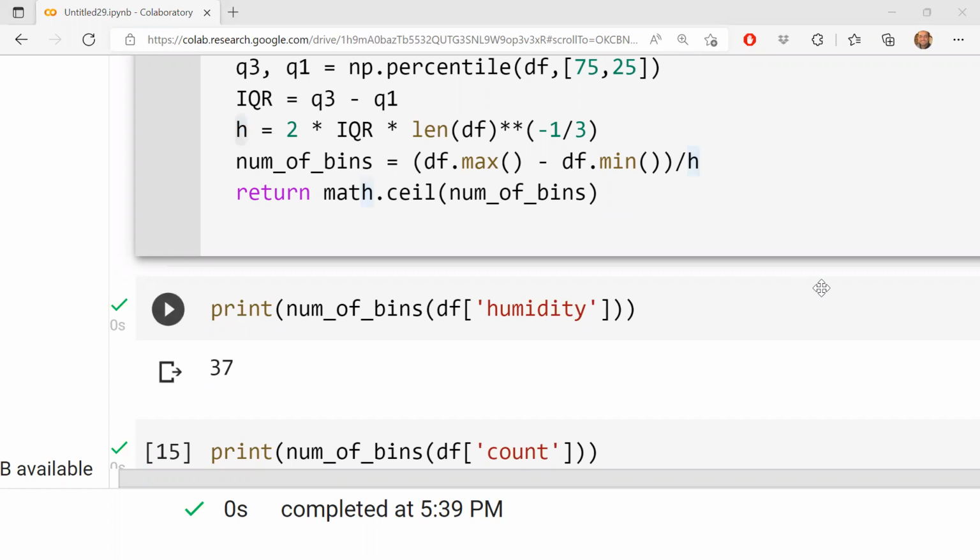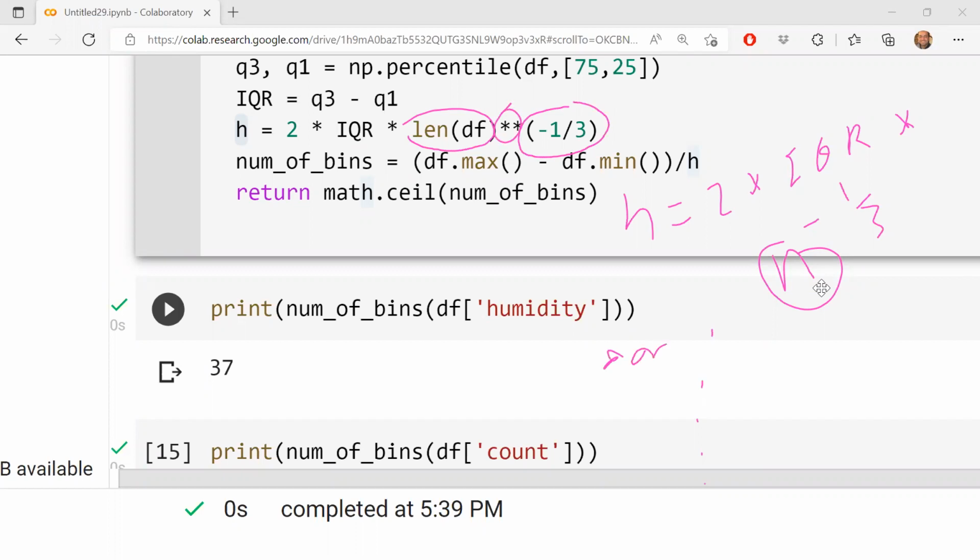So this means that H is equal to 2 times IQR multiplied by N power minus 1 over 3. What is N? It is the number of rows that I have. Clear? So this one here, length of DF, means how many rows do I have? Not multiplied, it's power, because I have two stars. So star star means power. Power minus 1 over 3. This is the formula that's given.